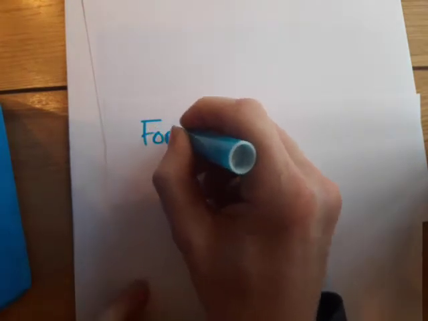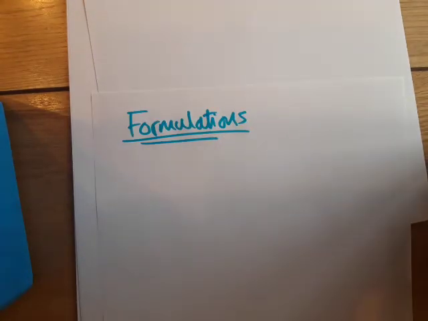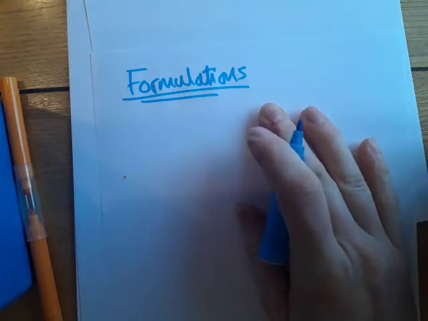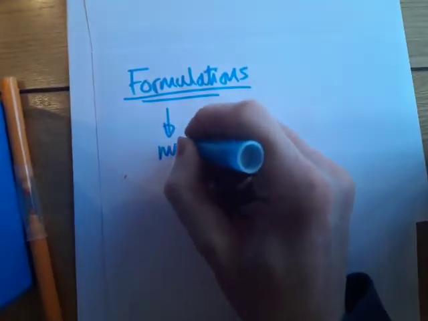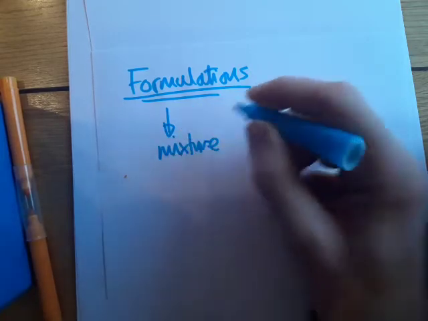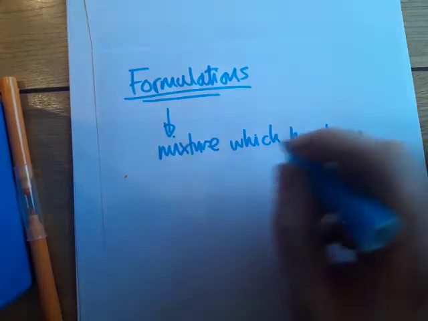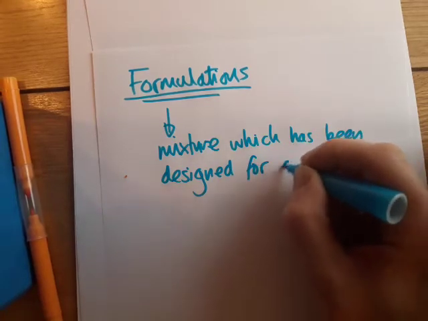All right. The next word that I said we were going to look at was this one. Formulations. Now I mentioned this at the start of the video. The key word for today's video is bananas. The key word is bananas. All right, so now we're going to be looking at formulations. Now, a formulation is a mixture which has been designed for a purpose.